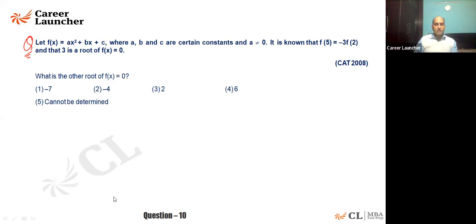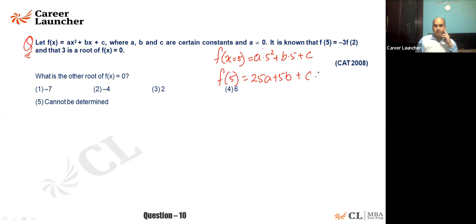Now let me explain some part here. I'm sure you have read it. A, B, C are certain constants and A is not equal to 0, because if it is 0, this is not a quadratic equation. F5 means when you put x is equal to 5, what is the value of F5? We'll say A into 5 square plus B into 5 plus C. I'll say F5 is equal to 25A plus 5B plus C.